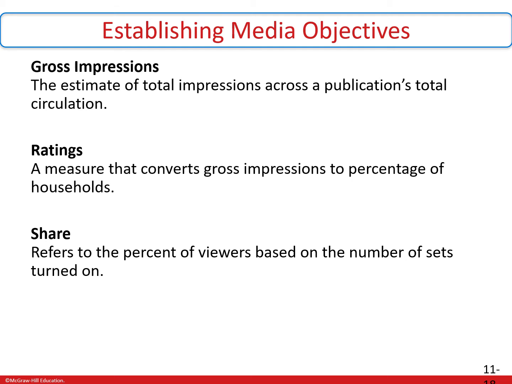Now, gross impressions is an estimate of total impressions across the publication's total circulation. Ratings converts this gross impressions to a percentage of households, and then share refers to the percent of viewers based on the number of TV sets or radios that are turned on. We talk about share of listening audience, right?